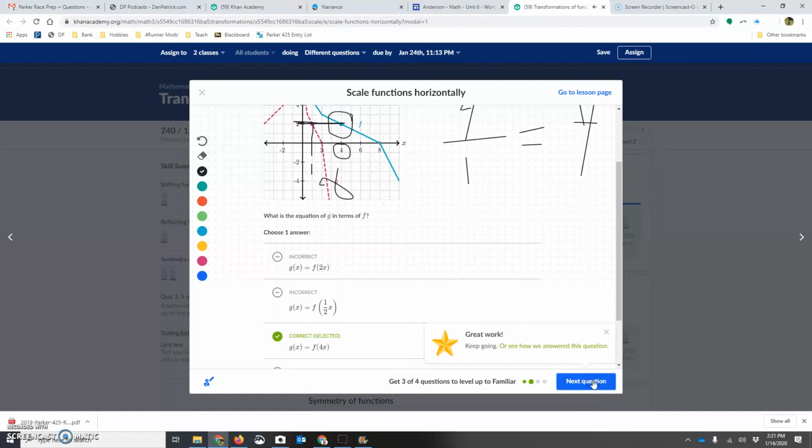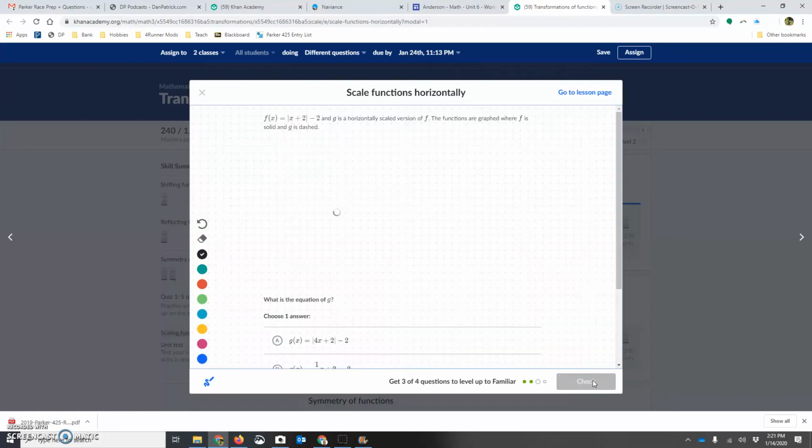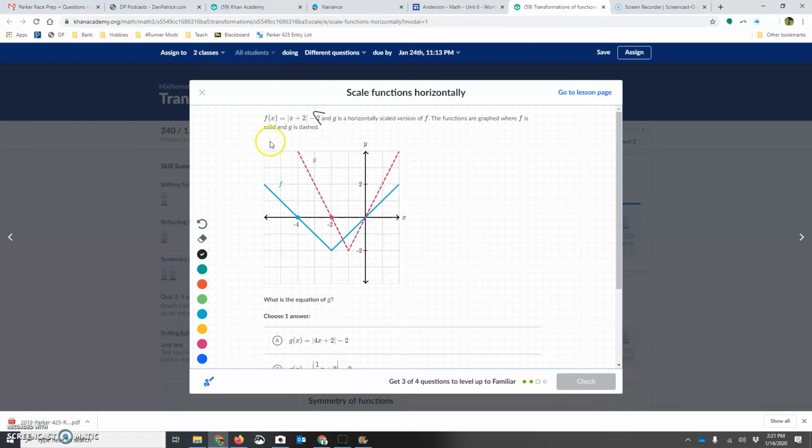Okay, question 3. All right, so we have our function up here. So it looks like we're going to have a y-intercept of -2. And this is our function. Waiting for the actual graph to load. There we go. All right.